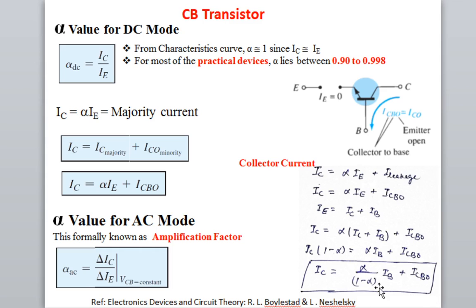And this alpha upon 1 minus alpha is basically called beta. When I develop the relation between alpha and beta, I will explain. So the expression for the collector current is IC equal to alpha upon 1 minus alpha into IB plus ICBO. This is the importance: the collector current is a combination of the majority current from the base current and the minority current, and this minority current ICBO depends upon the working temperature of your device.